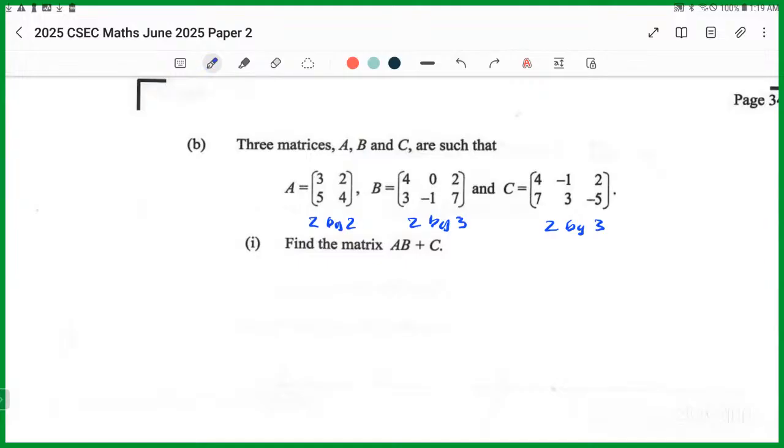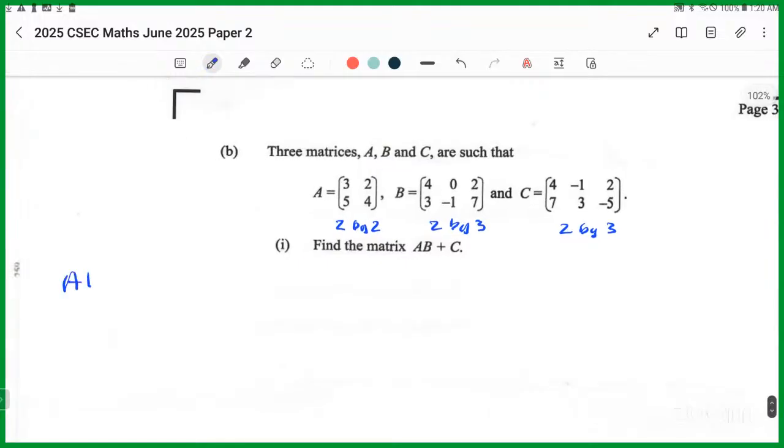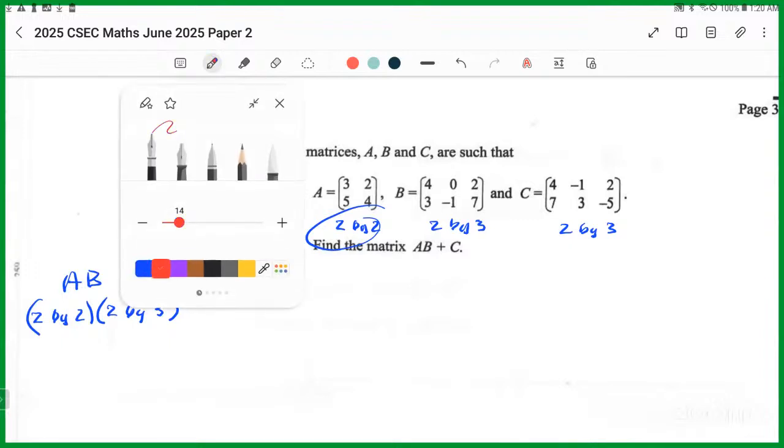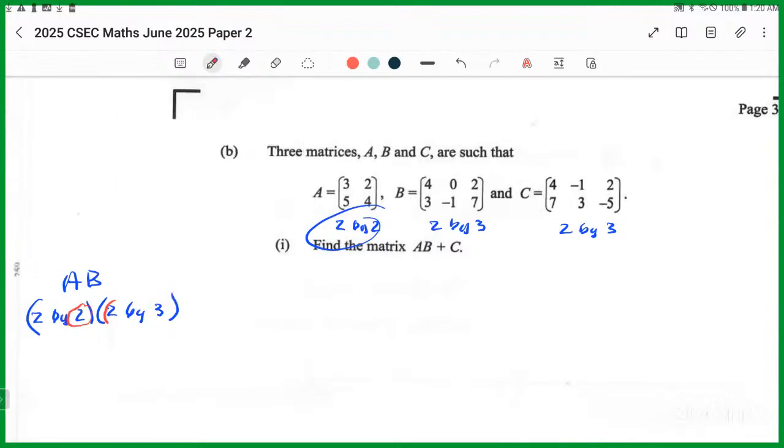All right. So let's write it over here. So the AB is a 2 by 2 times a 2 by 3, which is possible because the number of columns here and number of rows here are equal. And the result is going to be a 2 by 3. The order of the resulting matrix is going to be a 2 by 3. We're going to calculate the AB first, and then add the C.